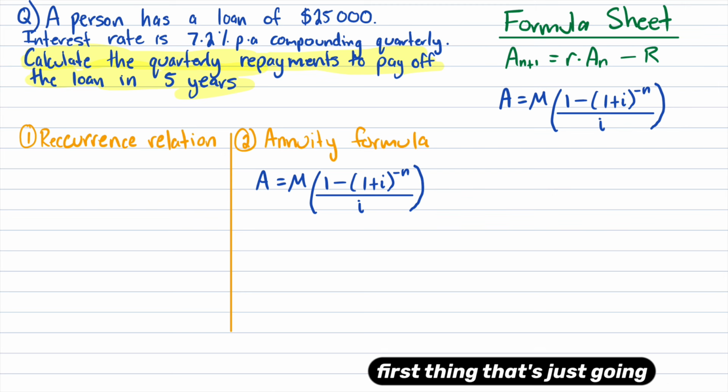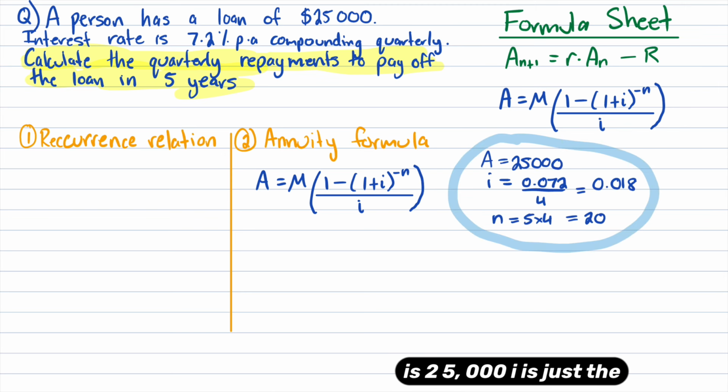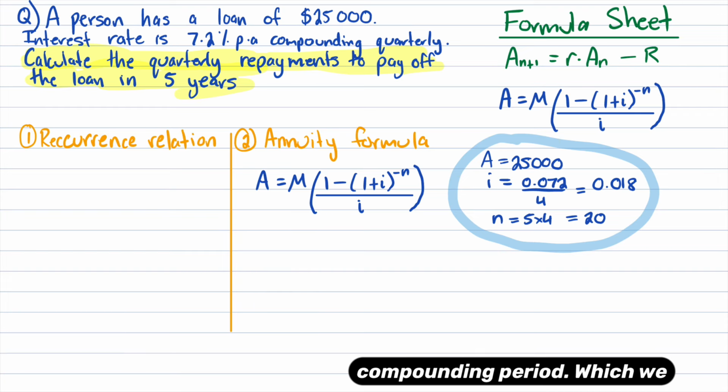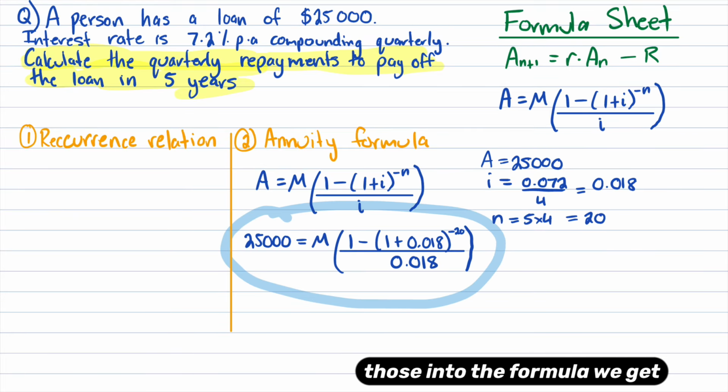remember that for long-term situations, you're always going to be using one of the annuity formulas. So first, let's define our variables. A is 25,000. I is just the interest rate as a decimal per compounding period, which we worked out before, and N is going to be 20. Plugging all of those into the formula, we get this.